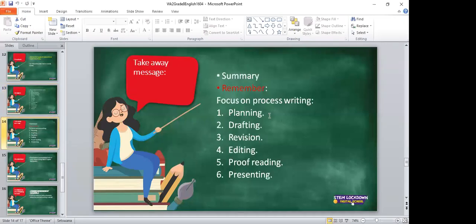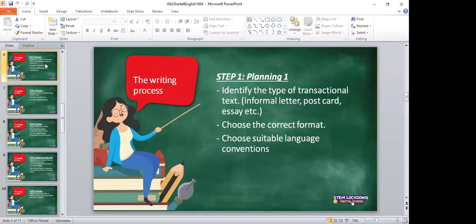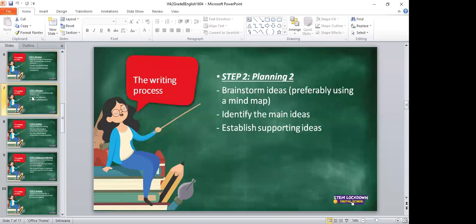Remember, these are the steps of process writing: planning, drafting, revision, editing, proofreading, and presenting. You remember that, right? Okay, let me go to the slide where I talk about it. Remember, step 1 I said is planning, and this is what happens in planning. Let me run through them quickly before I close.